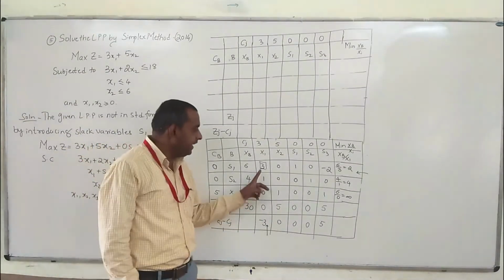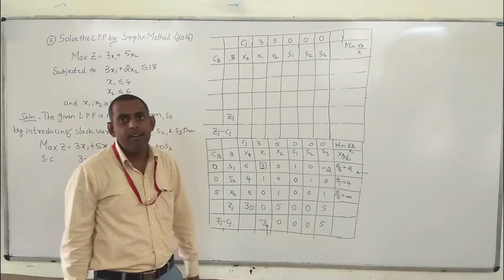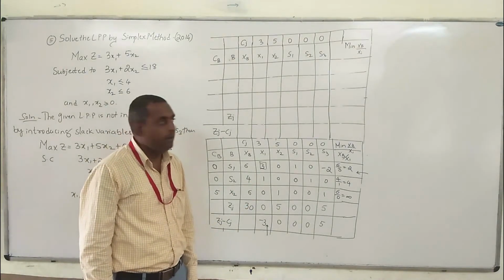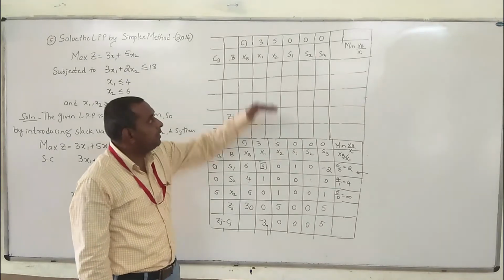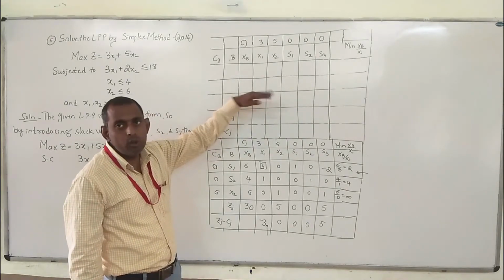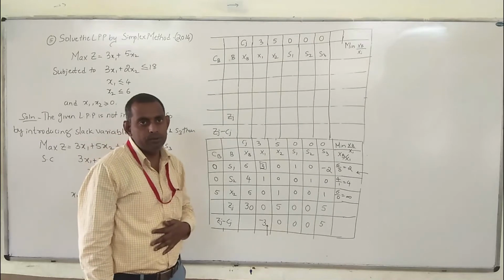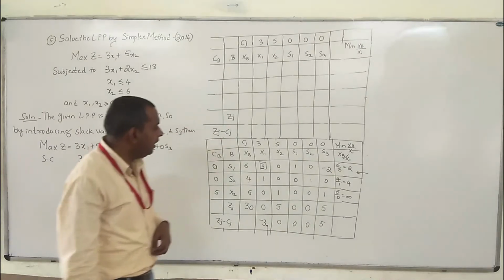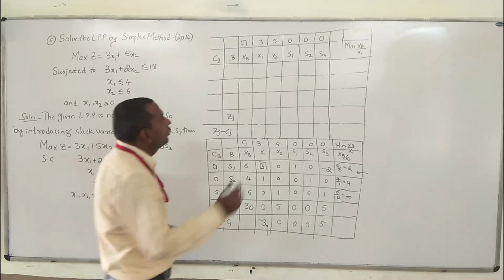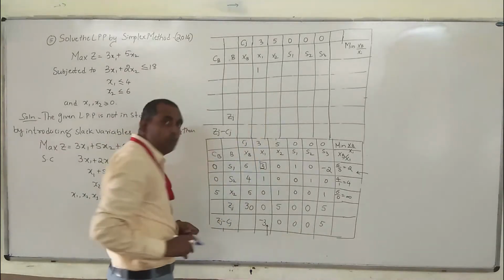So as we got the key element, we are supposed to go to the next simplex table. Fine. To go for the next simplex table, the table is drawn here. So we need to substitute the values. Fine. So what happens here? This is the key element. So this becomes 1, unity.